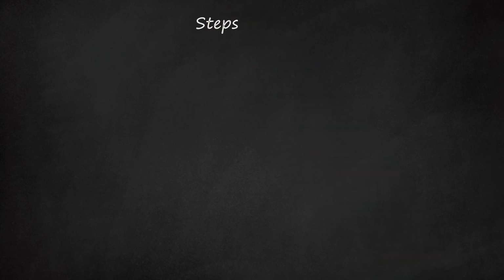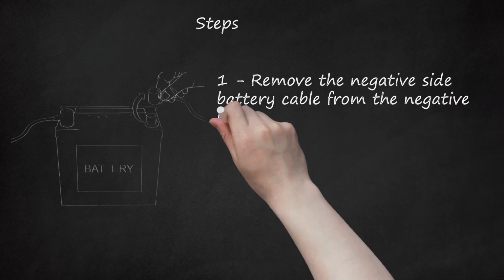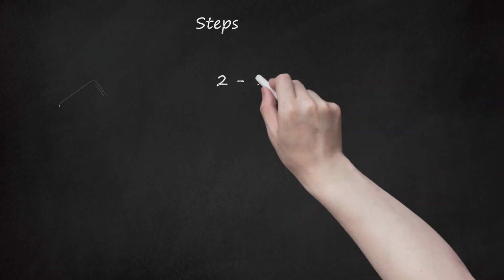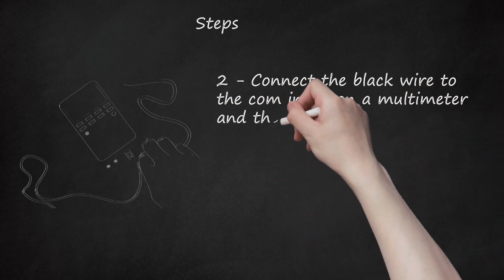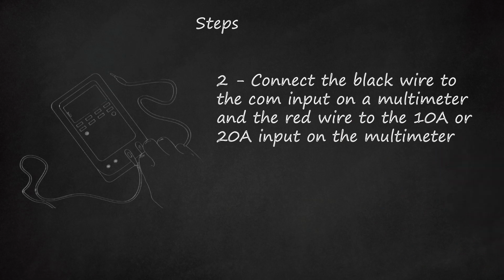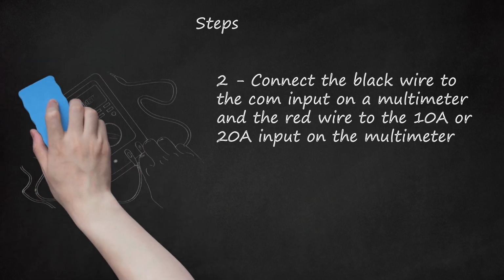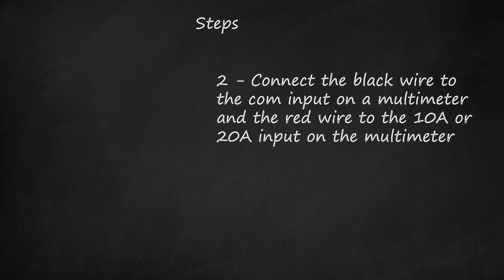Steps. 1. Remove the negative side battery cable from the negative battery terminal. 2. Connect the black wire to the COM input on a multimeter and the red wire to the 10A or 20A input on the multimeter. The meter needs to be able to read at least 2 or 3 amps for this test to work. Connecting the red wire to the mA input on the multimeter won't work and could damage the meter.